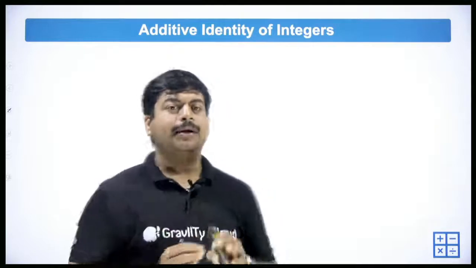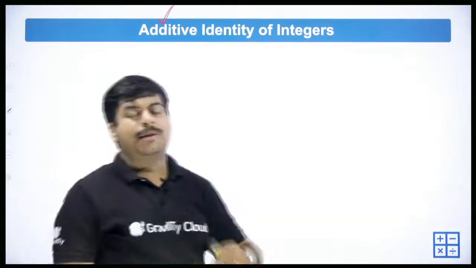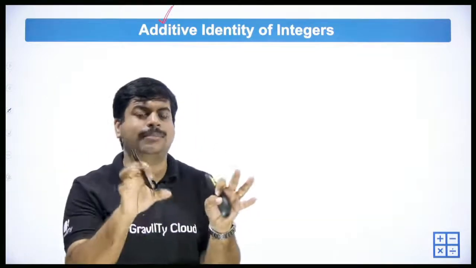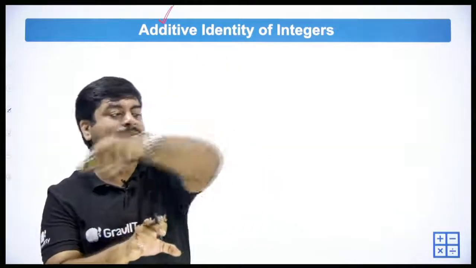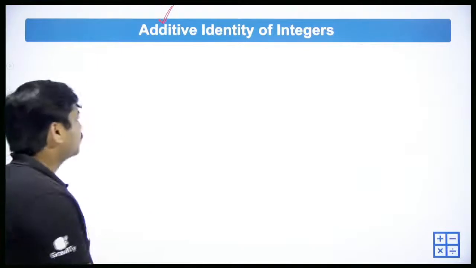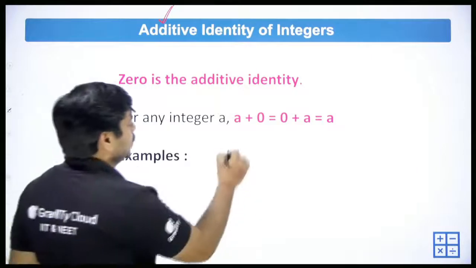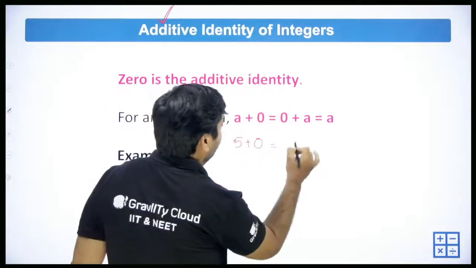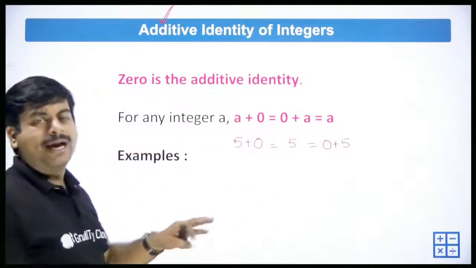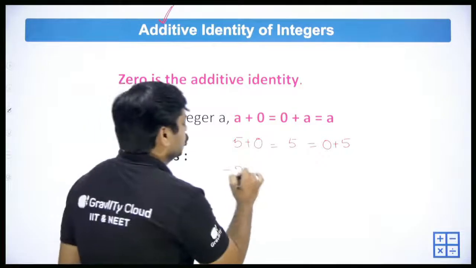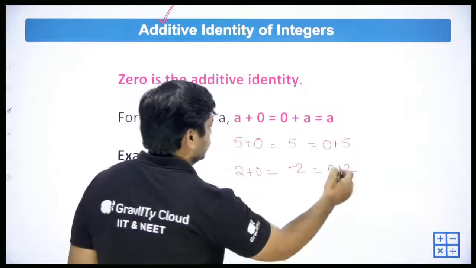So, if we take a number and if we are additive, that means if we are adding, let me take one number 5, and I want to add some number such that I should again get the same number back, same identity. So, what I can say here, 0 is the additive identity. Why? You know that 5 plus 0 is equal to 5, correct? It is also equal to 0 plus 5. It is a positive number, so you may ask me about negative numbers. Yes, minus 2 plus 0 is equal to minus 2. It is equal to 0 plus minus 2.